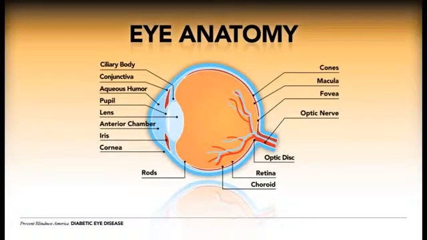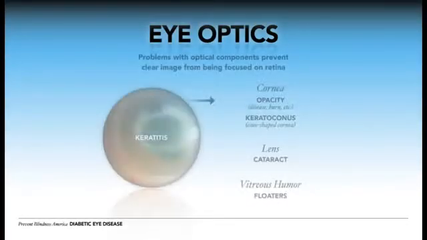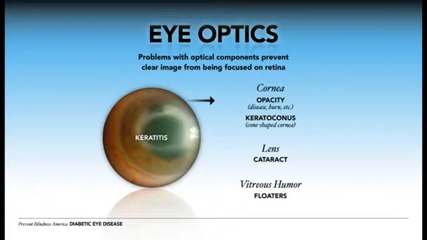Rods are light-sensitive cells in the retina that work best in darkness or dim illumination. The sclera is the white part of the eye that is a tough coating, which, along with the cornea, forms the external protective coat of the eye. Vitreous body is a transparent, colorless mass of soft, gelatin-like material that fills the eyeball between the lens and the retina. If there are problems with the optical components of the eye that prevent a clear image from being focused on the retina, vision will be blurred.